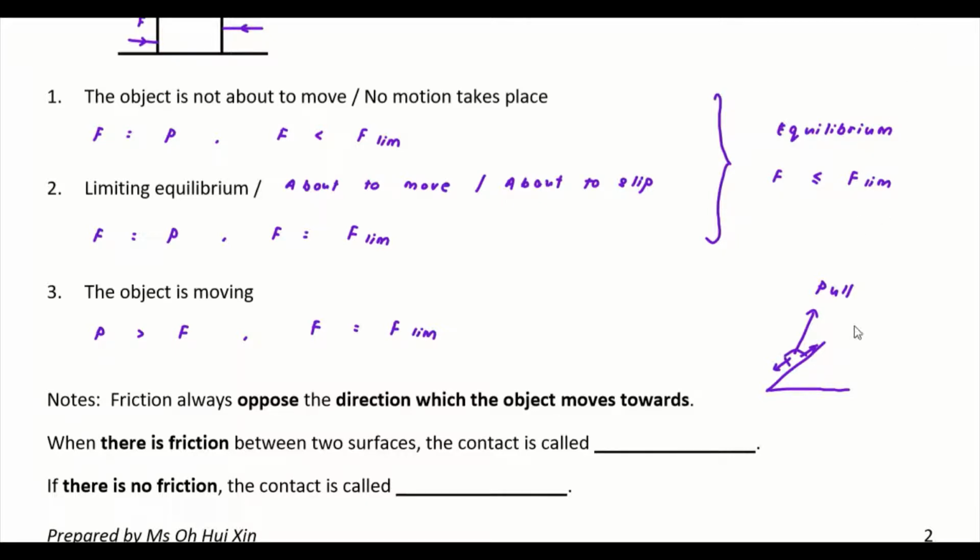The second one is that the object is not slipping down. What happened is I want to pull it up. So when I try to pull it up, the motion of the object is now going this way, so my friction will be going that way. Okay.